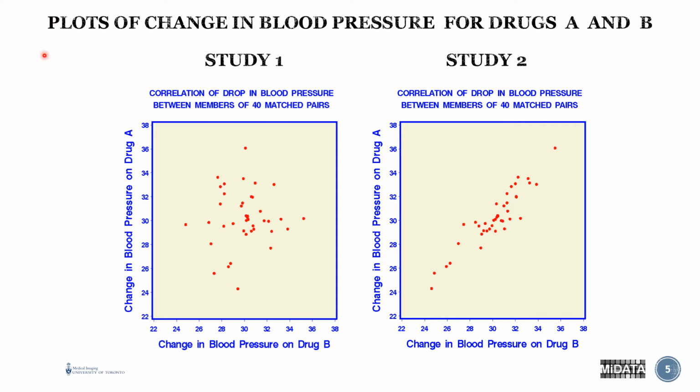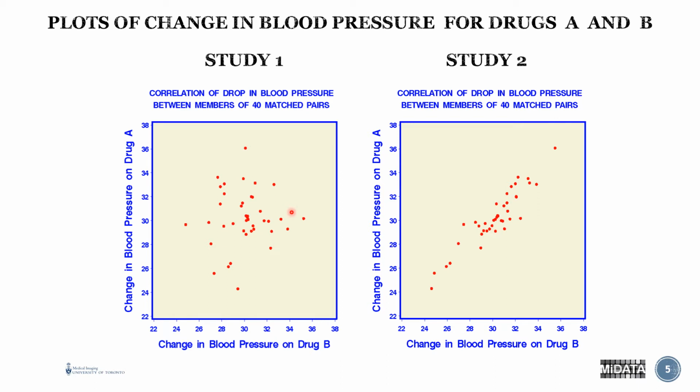Now, in this case, what we're doing is we're plotting the change in blood pressure on drug A on the y-axis and the change in blood pressure on drug B on the x-axis. And what this does is it gives us a 2-dimensional representation of our data. And what we're interested in is the relationship, the association, the correlation of the drop in blood pressure between our 40 matched pairs. Now you can see in study 1 that the data is spread out quite evenly around the entire space, your 2-dimensional space.